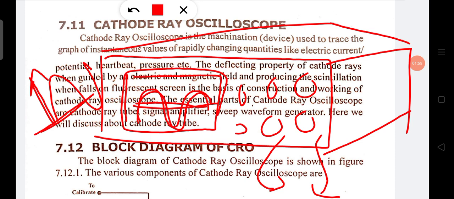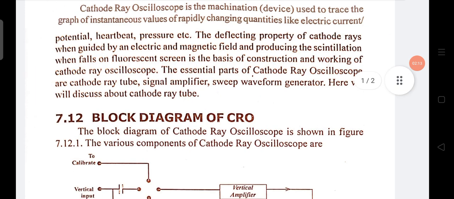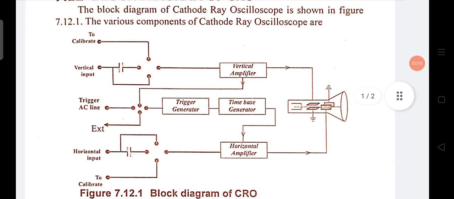You will have noticed that in a hospital, a heart patient has a machine which shows the heartbeat of that patient. That machine is also called a CRO. Then, this is the block diagram of CRO.